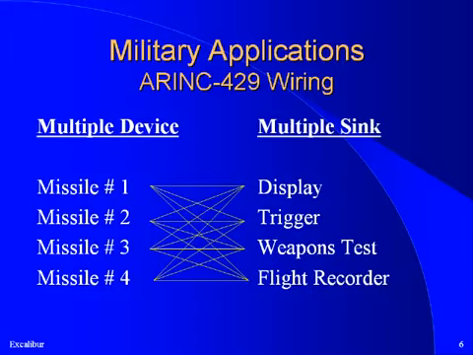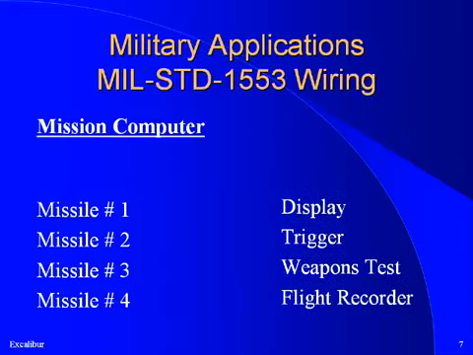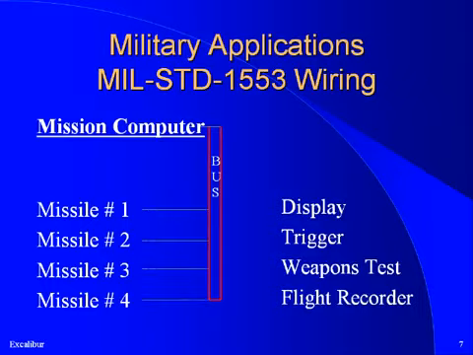As we add missiles and add devices, it is easy to see that the wiring would get out of hand very quickly. Another model for communications is therefore necessary. The model introduced by MIL Standard 1553 is essentially one wire, shown as a double red line in the diagram, that each device is attached to once.